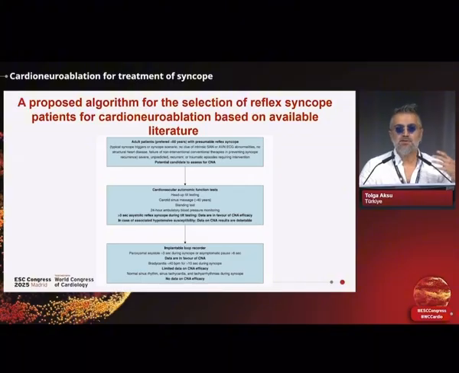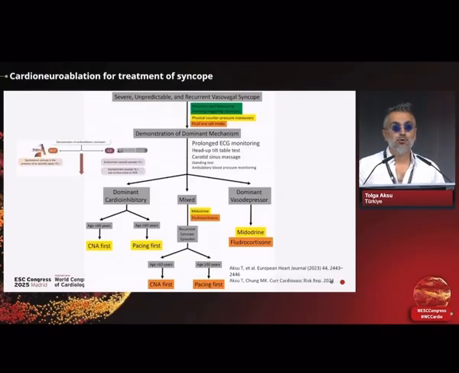We strongly suggest to use tilt testing, carotid sinus massage, standing test, or 24-hour ambulatory pressure monitoring to show the dominant response, cardioinhibitor or vasodepressor type. And then, if you see dominant cardioinhibitor response, and if the patient is younger than 6 years old, CNA should be the first option if the patient needs any interventional treatment.